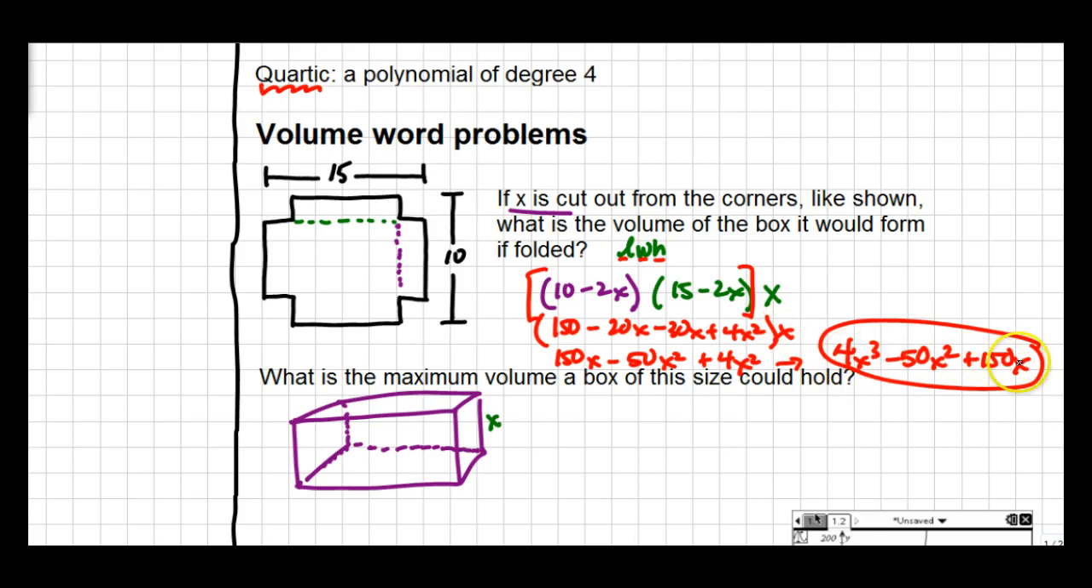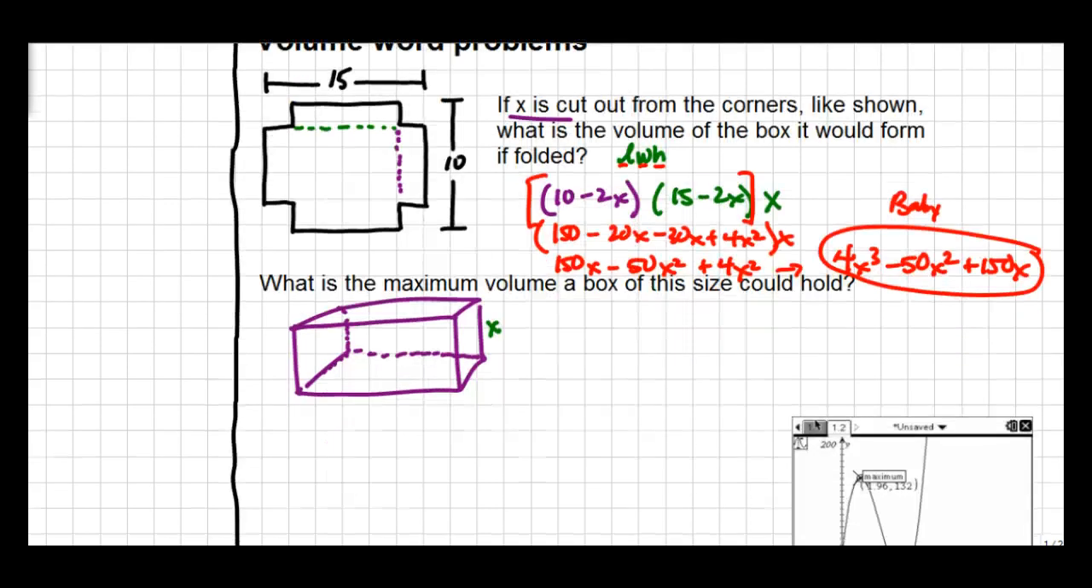Let's quickly practice what we would name this polynomial. It's a cubic trinomial with a leading coefficient of 4. So you would be allowed to use a baby calculator only on this one. If you move on to volume, what is the maximum volume a box of this size could hold? This one you would be allowed to use a graphing calculator for.